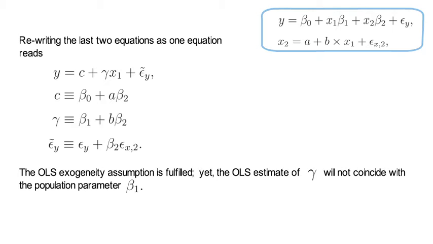So if you now regress y on x1, so you are omitting x2, the OLS exogeneity assumption is still fulfilled. Yet the OLS estimate of gamma will not coincide with the population parameter beta 1. In fact, gamma will be larger than beta 1 for b times beta 2 being larger than 0, and gamma will be smaller than beta 1 for b times beta 2 being smaller than 0.